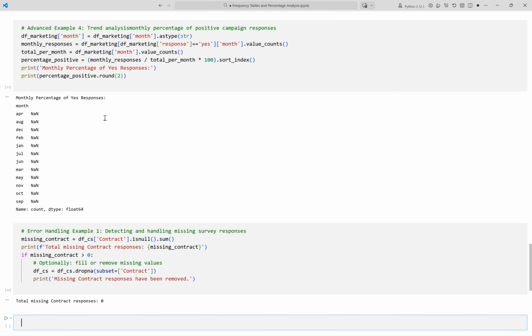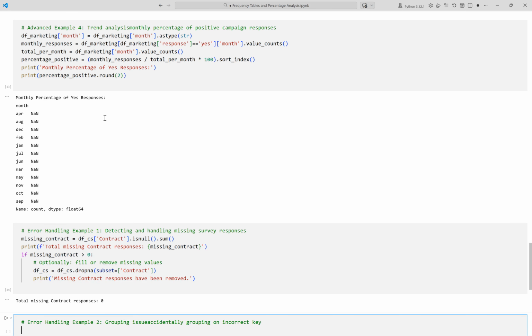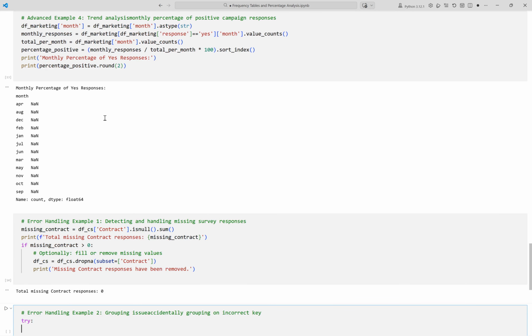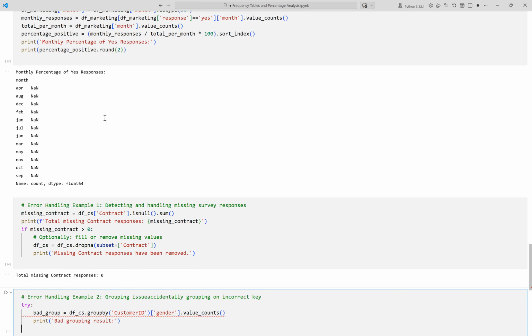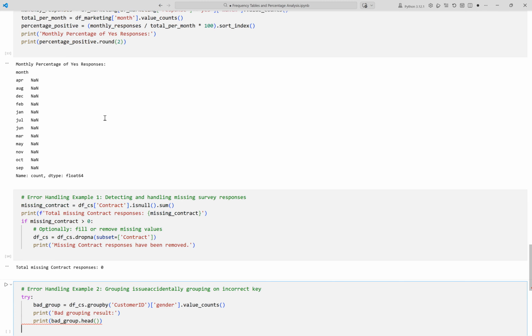Grouping by unique IDs instead of meaningful categories leads to meaningless results. We demonstrate the grouping error by using customer ID. We run the code to show that value_counts within a group of unique IDs is not helpful. We print just a few lines to show the confusion. If there is a problem, we catch and print the error for learning.